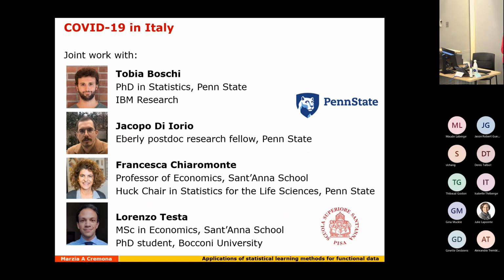This part of the talk is based on work with a team of Italian researchers. Tobia Borchi was a PhD student in statistics at Penn State University. Jacopo Di Iorio is currently a postdoc at Penn State. And then we have Francesca Chiaromonte, who is a professor at Sant'Anna School in Italy and at Penn State University. And Lorenzo Testa was at that time a master's student at Sant'Anna School. We're all Italian, so we decided to study what was happening in Italy in 2020.